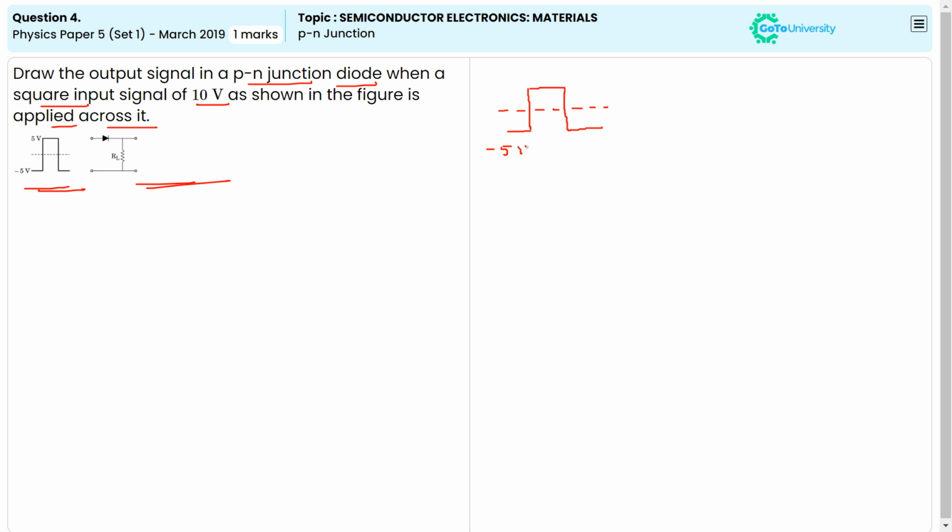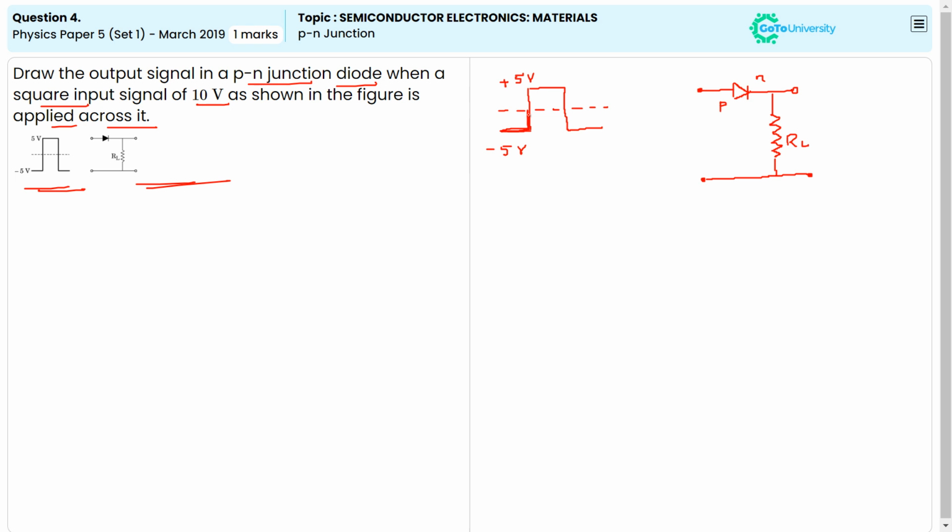Minus 5 volts, plus 5 volts. And this is the diode connected to the load resistance RL. Okay, this is the P junction and this is the N junction. Okay, in the first case, the negative terminal, from this position to this position.